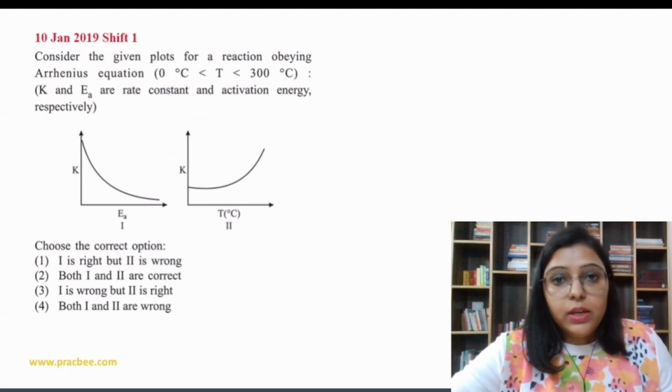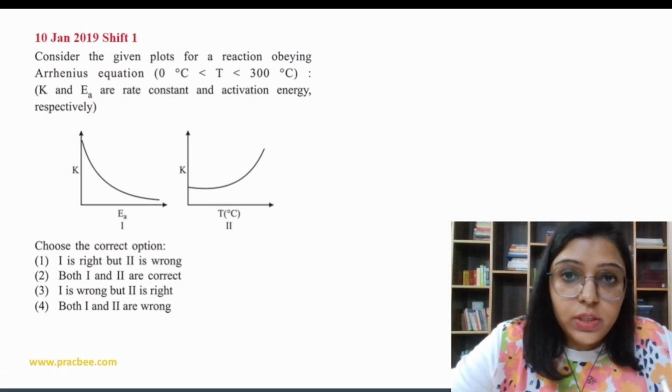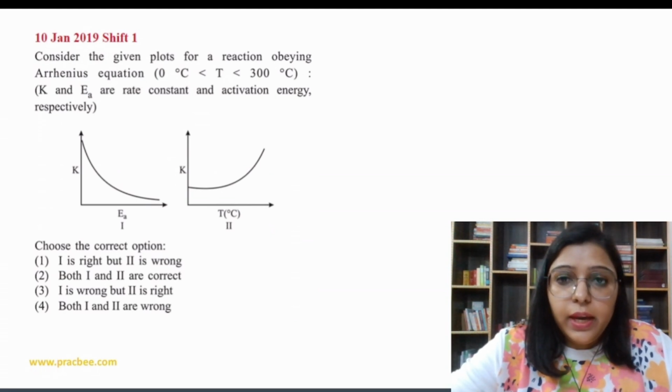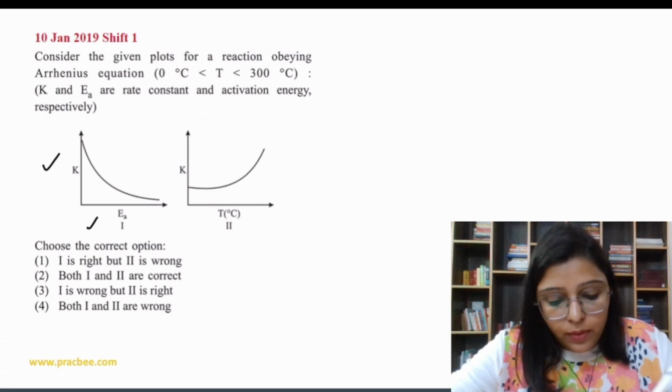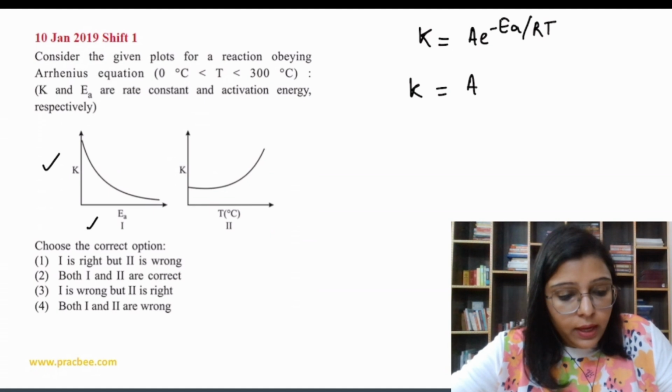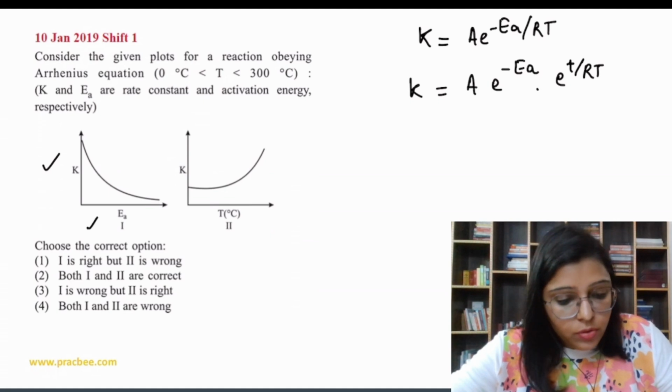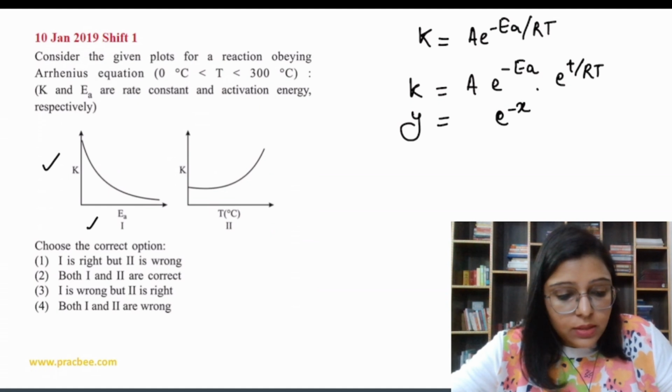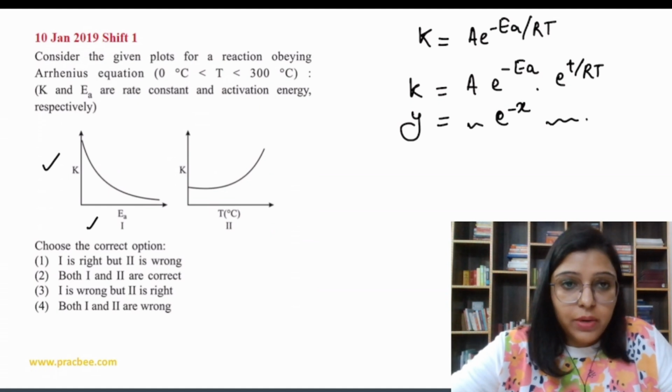Consider the given plots for a reaction obeying the Arrhenius equation, at temperature 300 K, where K and Ea are rate constant and activation energy. So the first plot is going to be K versus Ea. K is A e to the power minus Ea over RT. So we can write K as A e to the power minus Ea times 1 upon RT. So this is y and this is e to the power minus x. The rest of the part is constant, it doesn't matter.